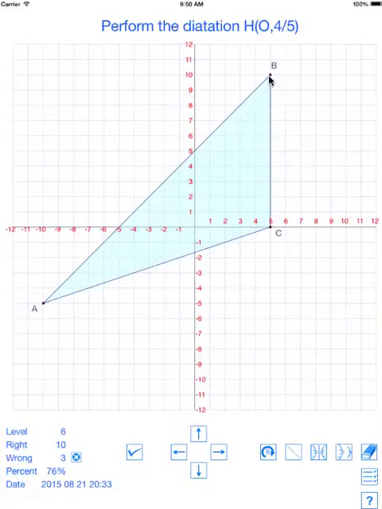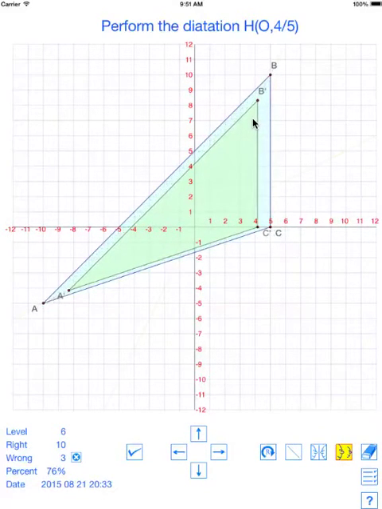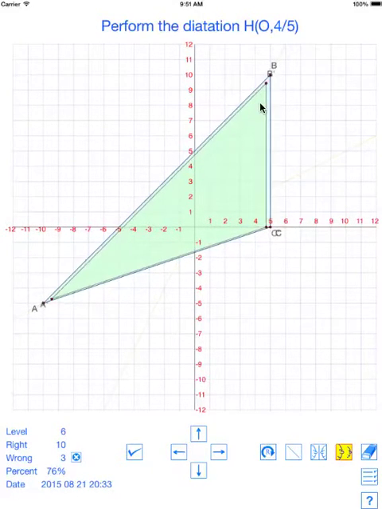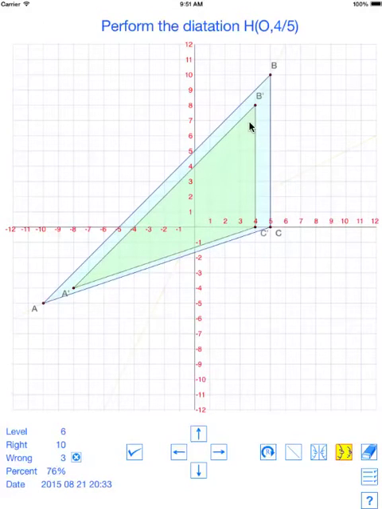So the B point, which is at 5, 10, we're going to divide the 5 by 5, and that's going to give us 1, and then multiply it by 4, and that's going to give us 4. The 10 divided by 5, you get 2 times 4 is 8. So our 5, 10 is going to become 4, 8. Let's click on the shape to copy it, and then click on the dilatation tool and drag it in. Or you can click on the dilatation tool first, if you like. So instead of being 5, 10, we're shrinking it down to 4, 8.